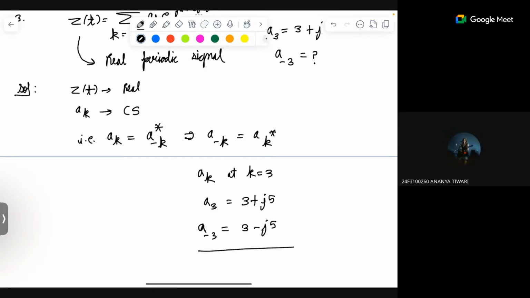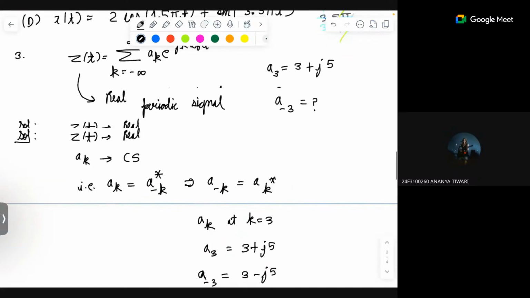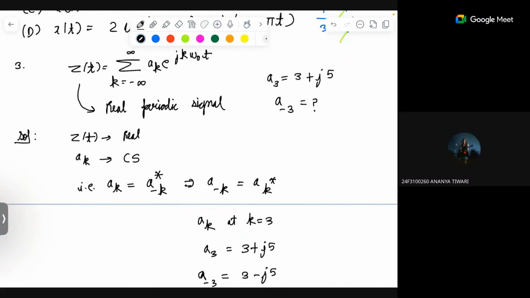Is it clear to those who could not solve? Is the solution clear? Bhosle, Srinivas, Rohit. Bhosle, is it clear? Okay. Srinivas, is it clear or is there some confusion? Okay. Next question.